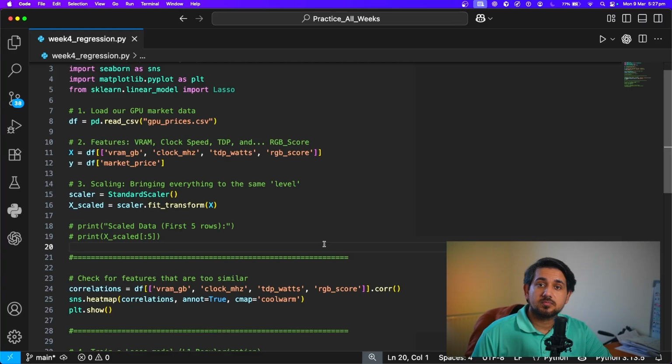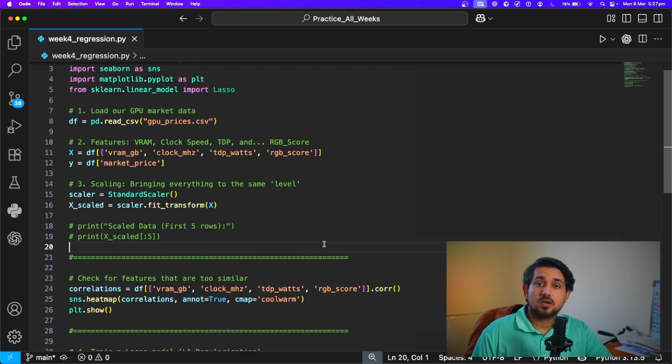Before we run this, let's unpack what we're doing here. We're creating a correlation heat map, which is just a visual way of seeing how much two features move together. If two features are highly correlated, it's like they're saying the same thing in slightly different words. For example, if VRAM and memory bus speed always increase together, our model might get confused. It doesn't need both to understand the impact on price. This is called multicollinearity.